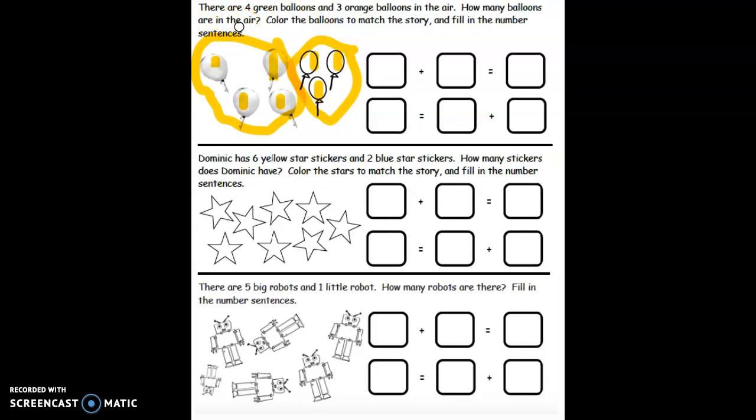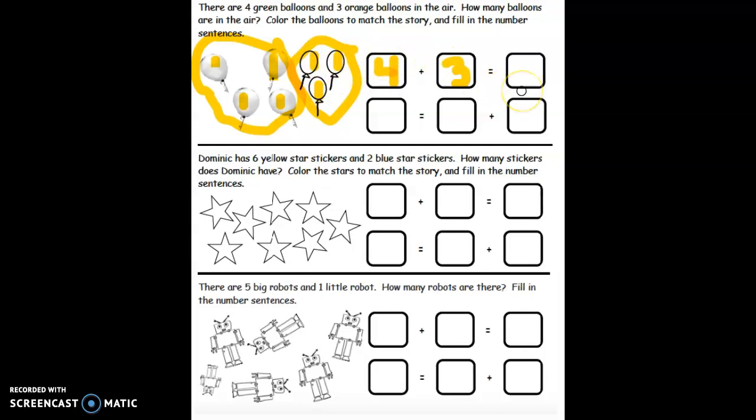Whenever they do not use a specific word like a color or what it looks like, when they just say how many are there, that's asking how many total. And we know that means that we need to count all of them. So let's start with the number equation first. We started with 4, and then there were 3 more.